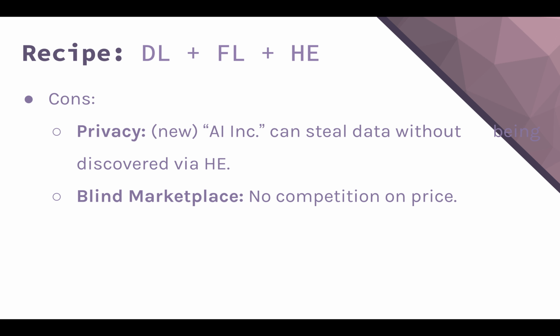So what are the cons with this model? AI Inc. can steal data without being discovered via homomorphic encryption. Unfortunately, a malicious company could modify the neural network model to basically just siphon all of the data and not actually perform deep learning. And because the model is encrypted, no one actually knows what's going on here. And then still, this is a blind marketplace. So there's no competition on price, and there's no natural income being generated.